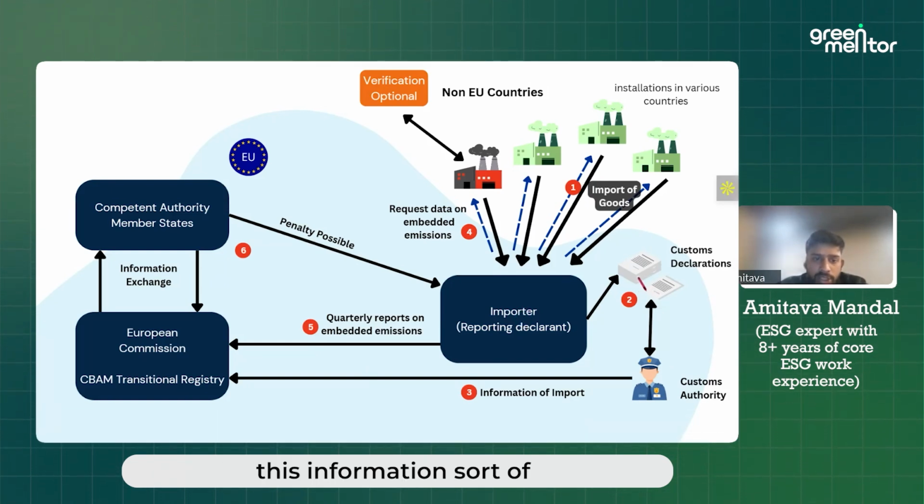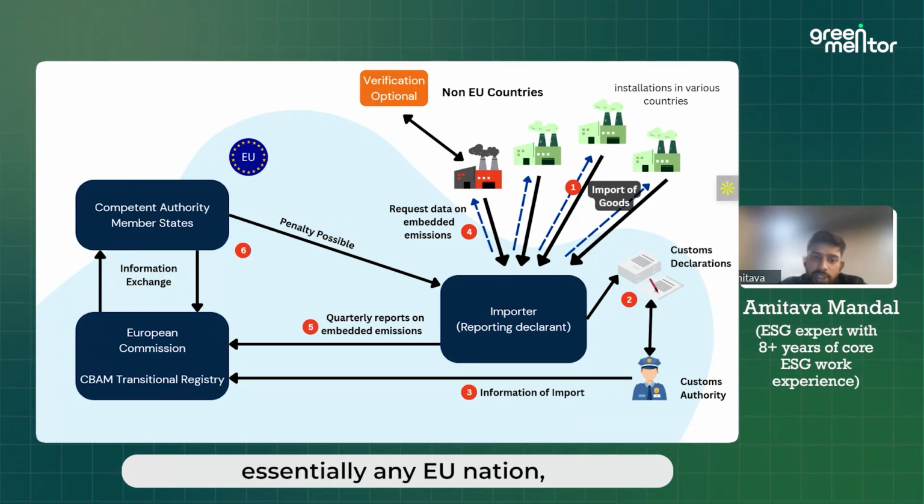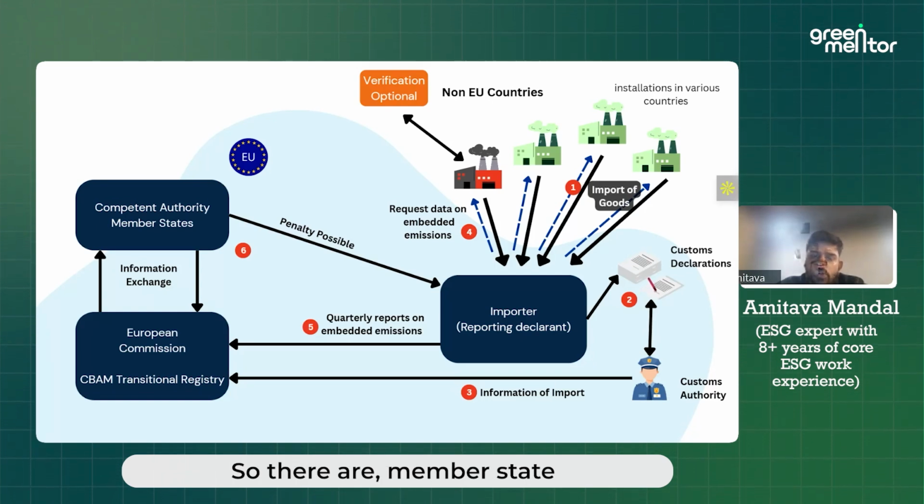Once the European Commission has this information, it then exchanges it with a member state. The member state is essentially any EU nation, and their competent authority. There are member state competent authorities who have been designated to handle these CBAM cases.